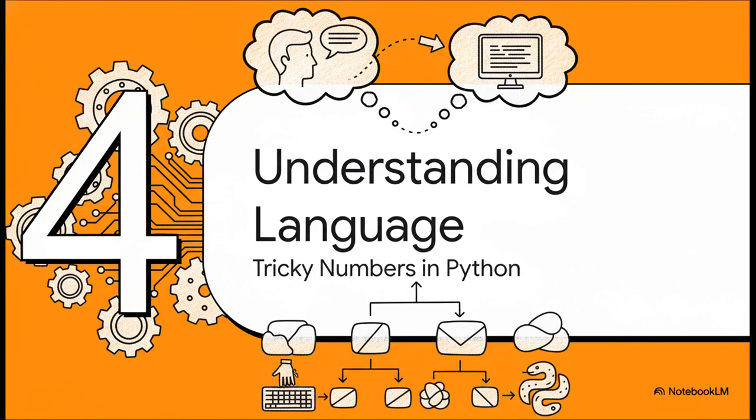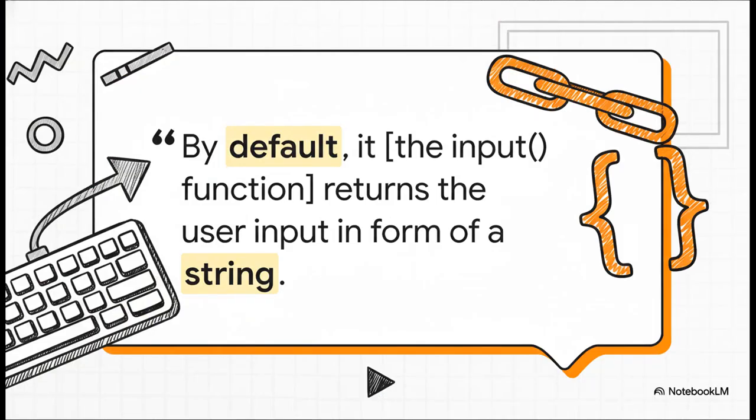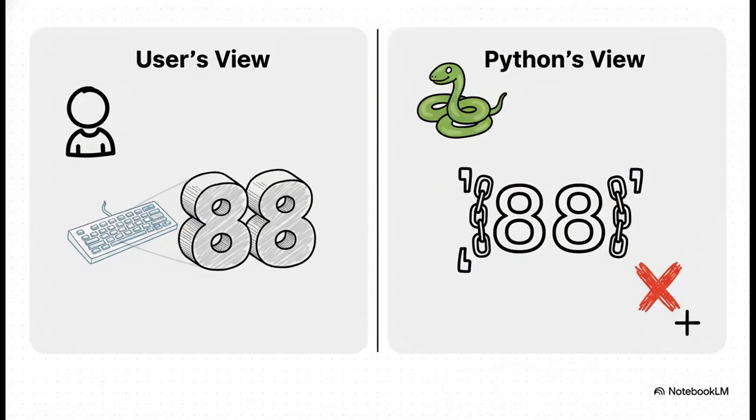All right, now this is where things get a little subtle, but it is incredibly important to understand. There's a big difference between what we type as humans and what Python actually hears. So, here's the absolute key takeaway. No matter what you type in, a word, a number, a whole sentence, the input function always gives it to your program as a string, which is just a sequence of text characters. Always.